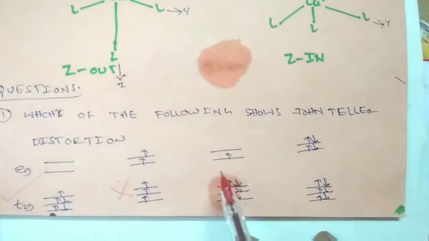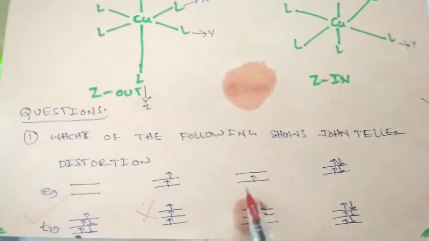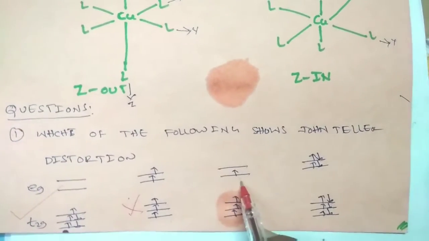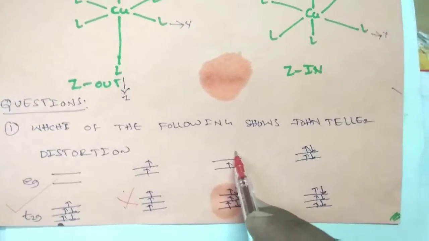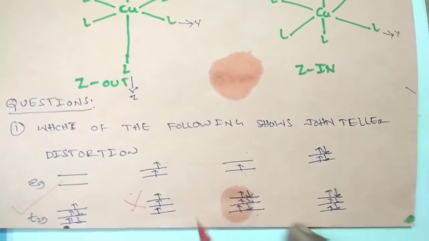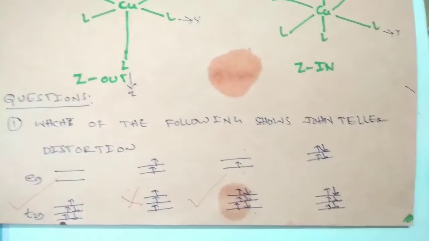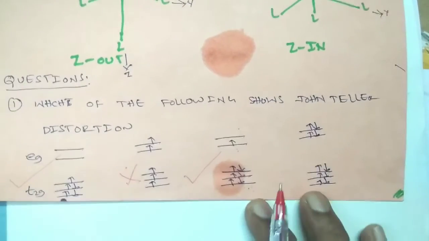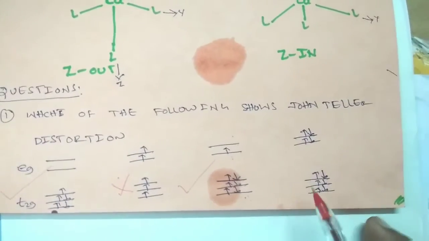This is symmetric arrangement. But here what happened? Here, one electron is present in dx2-y2 and dz2 is free. So this is also asymmetric arrangement. Therefore it will cause distortions. Okay. So let us see the fourth case.